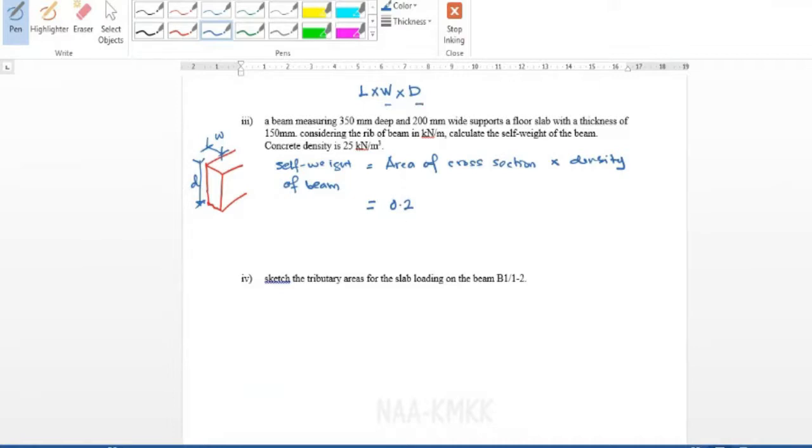So write down the width dimension first. So width is 0.2 times depth is 0.35. Remember the unit is in meter. Okay, this one is area of cross section times concrete density. Here it is 25. So from this, we will get 1.75 kN per meter, guys. Okay, clear?